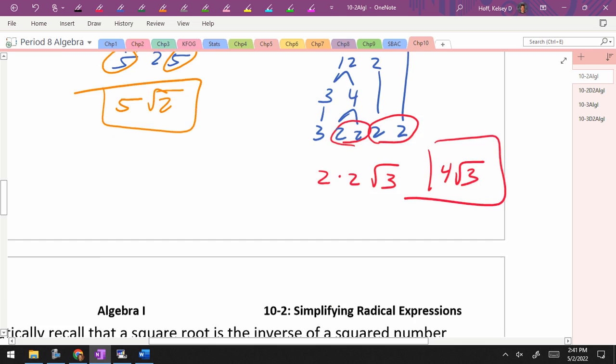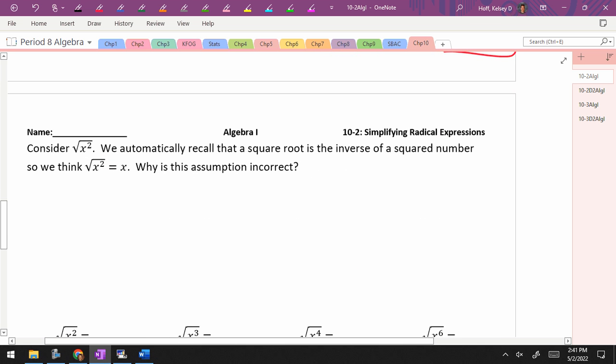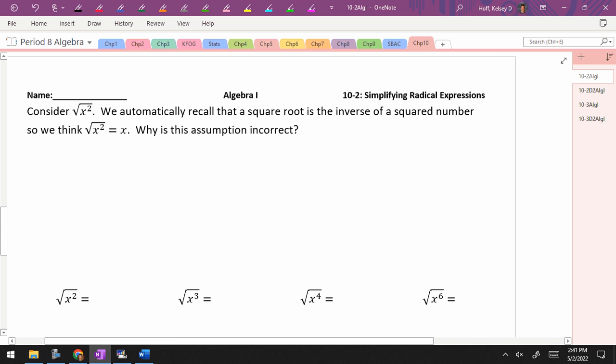Okay, what happens when I throw in some letters? Consider the square root of x squared. You should automatically recall that the square root is the inverse of a squared number. Square root undoes the squared, right? So really the square root of x squared is x. Yes. Why is that assumption incorrect?